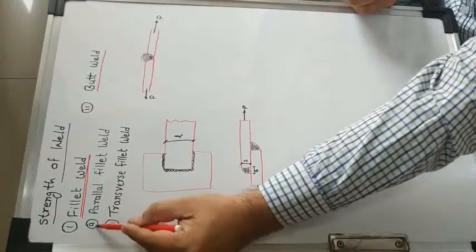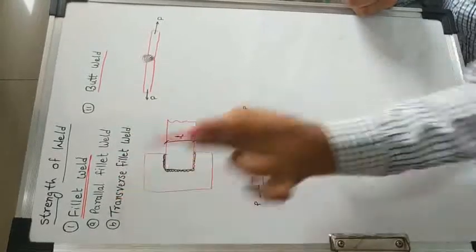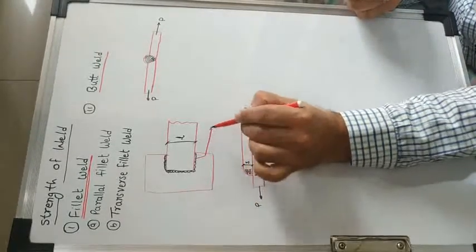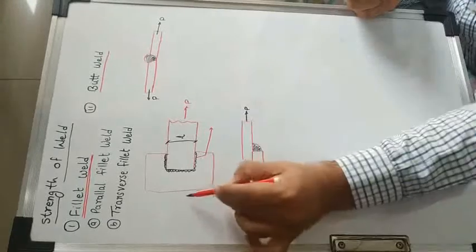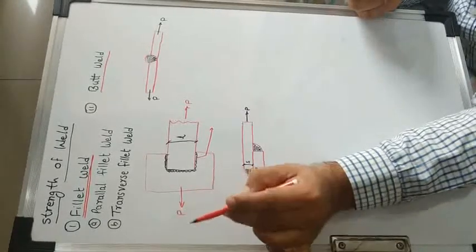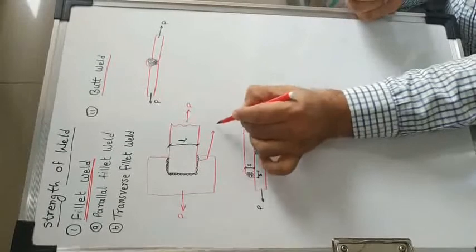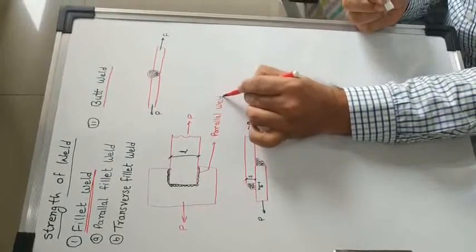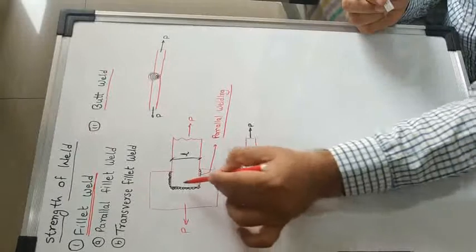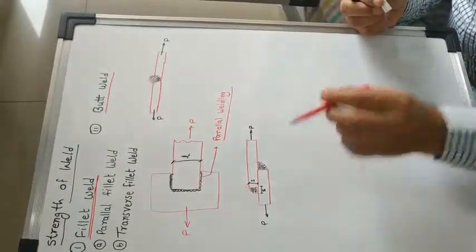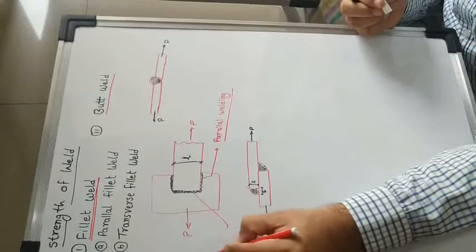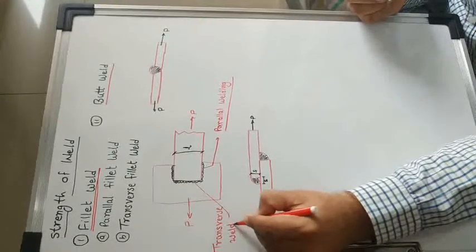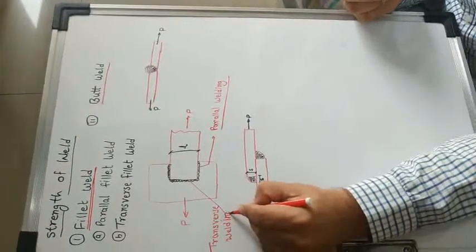So in a fillet welding, there are two types of welding: one is parallel welding and the second is transverse welding. This is called a parallel welding because the load is acting from this side and this side. This is P, so it is parallel to the load, so it is called parallel welding. And which is perpendicular to the load, that is transverse welding.